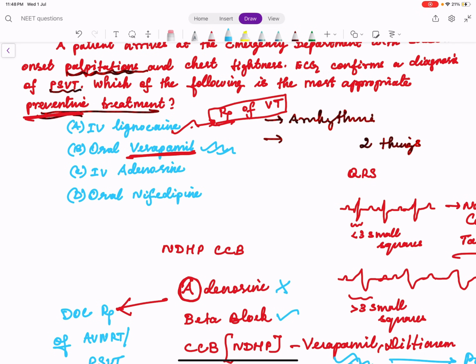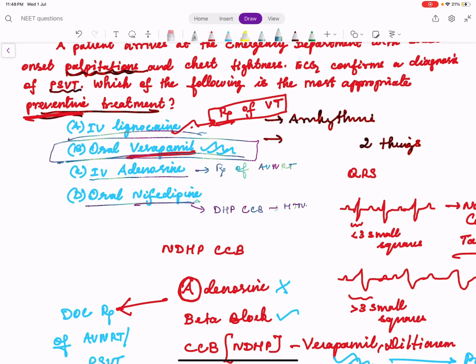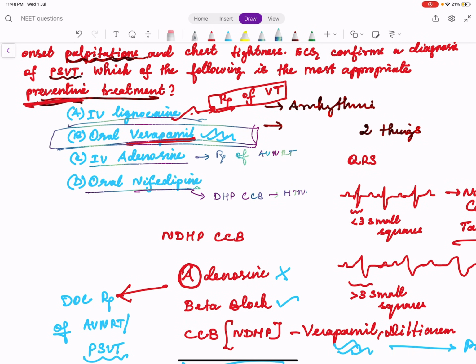Again, always in NEET, we have to read the other options before coming to the conclusion. IV adenosine, as I already told you, is the treatment for AVNRT used as a second line when vagal maneuvers fail. Oral nifedipine. Nifedipine is also a calcium channel blocker, but it is a dihydropyridine calcium channel blocker used to treat hypertension and not used to treat arrhythmias. So lignocaine ruled out because it is the treatment of VT. Verapamil ruled in because it is an arrhythmia treating calcium channel blocker. Adenosine ruled out because it is the treatment of AVNRT. Nifedipine ruled out because it is an antihypertensive.